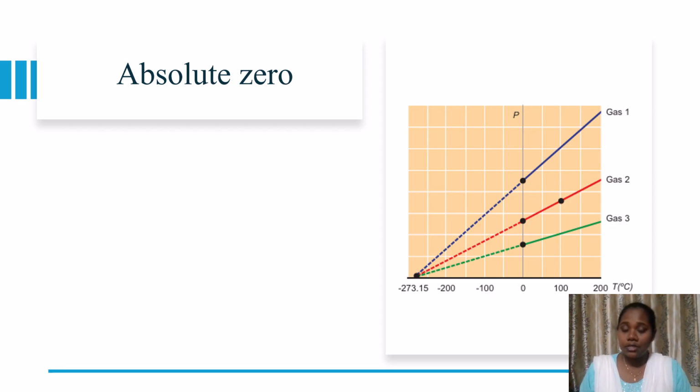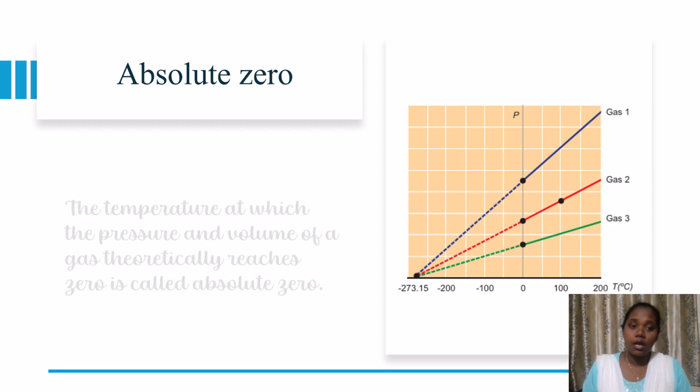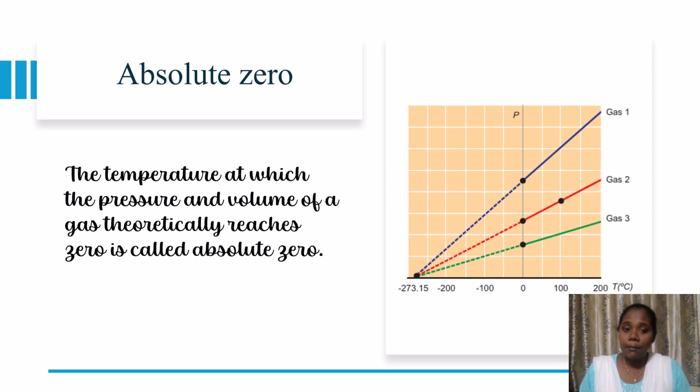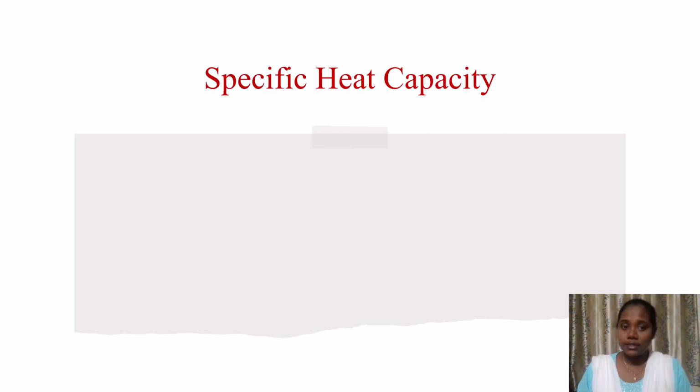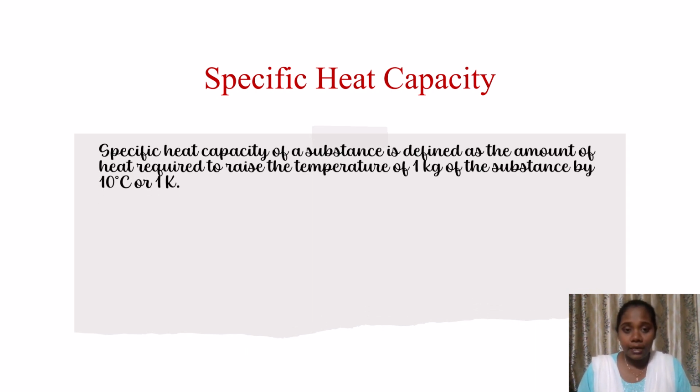Now let's see about the absolute zero. It is the temperature at which the pressure and volume of a gas theoretically reaches zero, and is called the absolute zero. Now let's see about specific heat capacity. Specific heat capacity of a substance is defined as the amount of heat required to raise the temperature of 1 kg of the substance by 1 degree Celsius or 1 Kelvin.